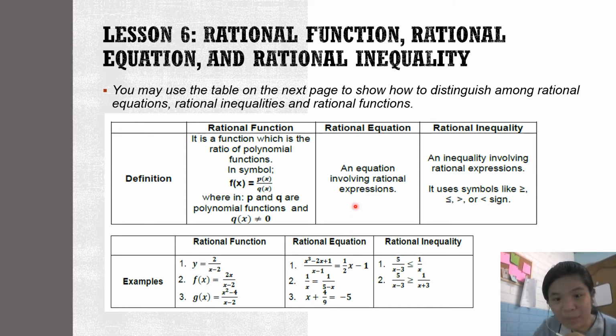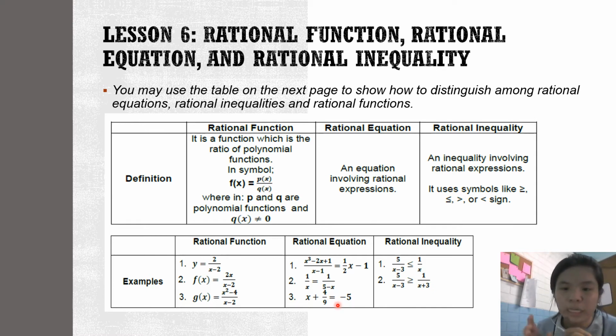Example niya ito, sabi ko nga, it is a rational equation if it has equality. So, equality meaning equal sign. Kapag may equal sign dyan, that's a rational equation. Ayan yung example. So, may equal sign, may equal sign, may equal sign. And the left and right side of the equation should be a rational expression. Left side of the equation is a rational expression. Right side of the equation is a rational expression with equal sign.